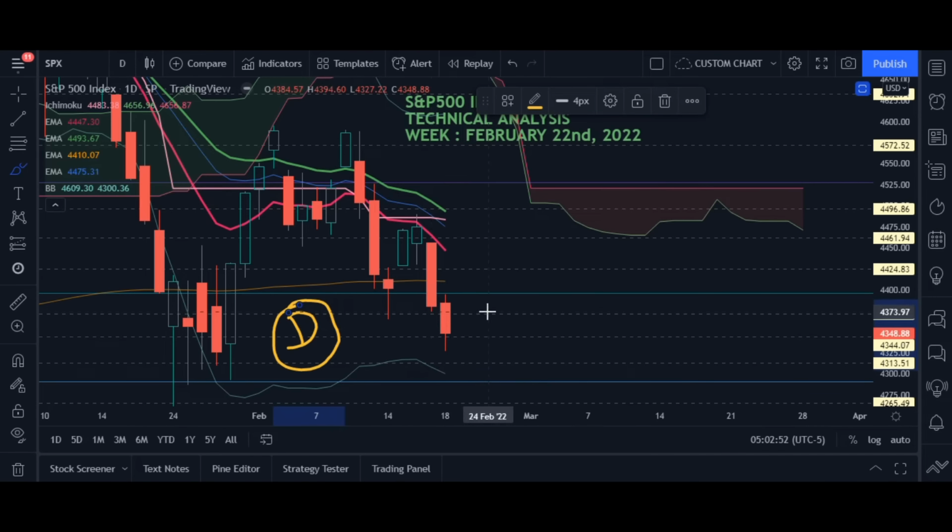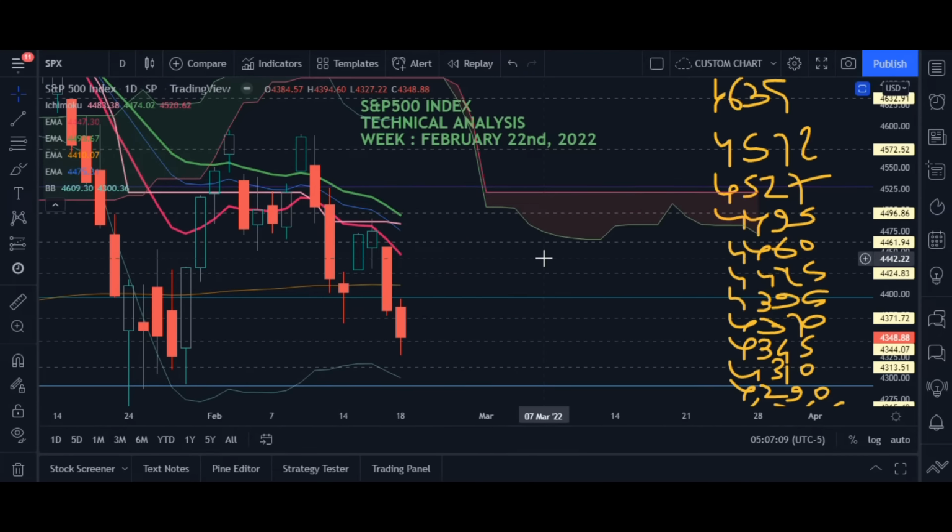One candle means one day. Before I do the technical analysis here, let me write down the support and resistance levels. These are the support and resistance levels for the S&P 500 index. As you know, these support and resistance levels are extremely sensitive because I have calculated these by analyzing the last 100 years of data.